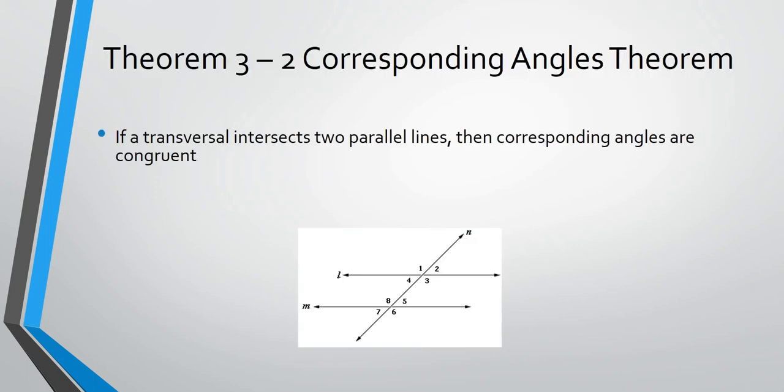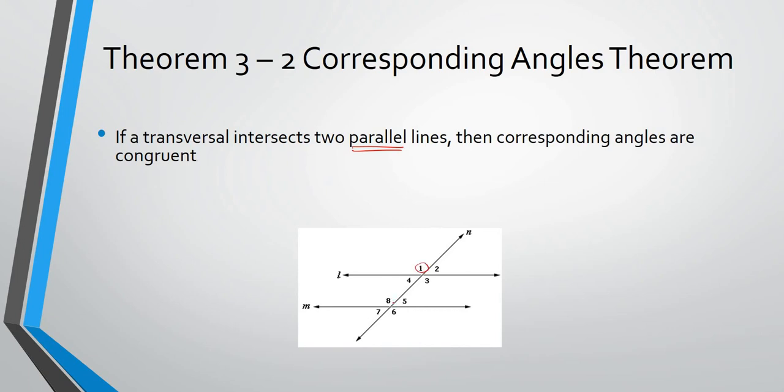Okay, another theorem, corresponding angles. If a transversal intersects two parallel lines, there's that caveat that the lines have to be parallel again, then corresponding angles are congruent. Now, what is a corresponding angle? So I don't know if I put the definition down or not. Corresponding angles are angles that are in the same position and on the same side of a transversal. Okay, so corresponding. So the same position and the same side.